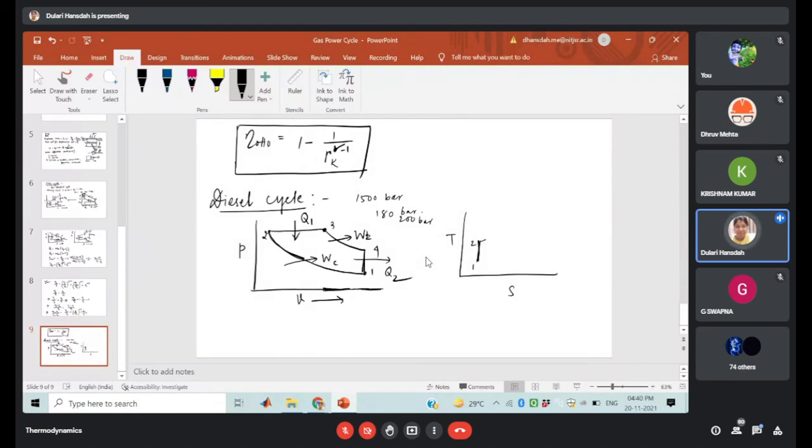So next is your diesel cycle. In this case, there is the constant pressure. This is again the reversible adiabatic expansion process 3 to 4. Then again we are having the constant volume.